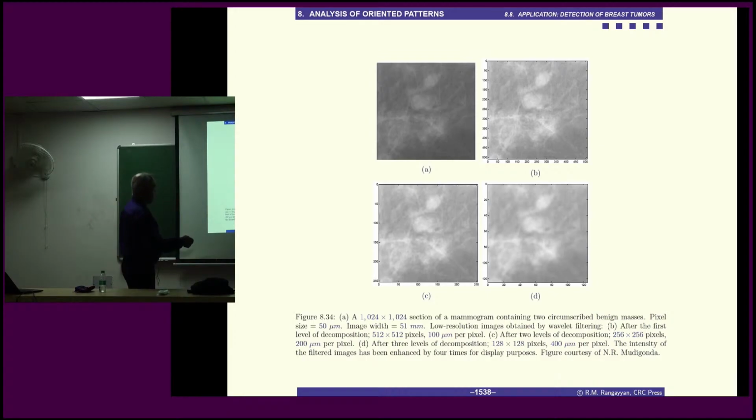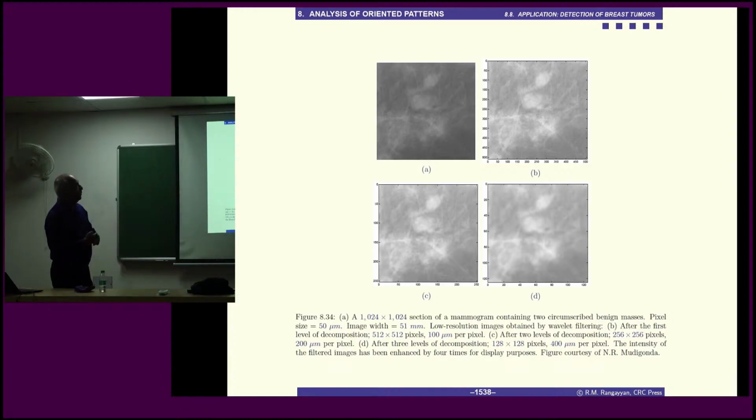So these are low-resolution filtered images obtained by wavelet filtering. First level of decomposition, this is 512 by 512 pixels and 100 micrometers per pixel. This is after 2 levels, 256 square, 200 micrometers per pixel. And this is the third level of decomposition, 128 pixel square, 400 micrometers per pixel.